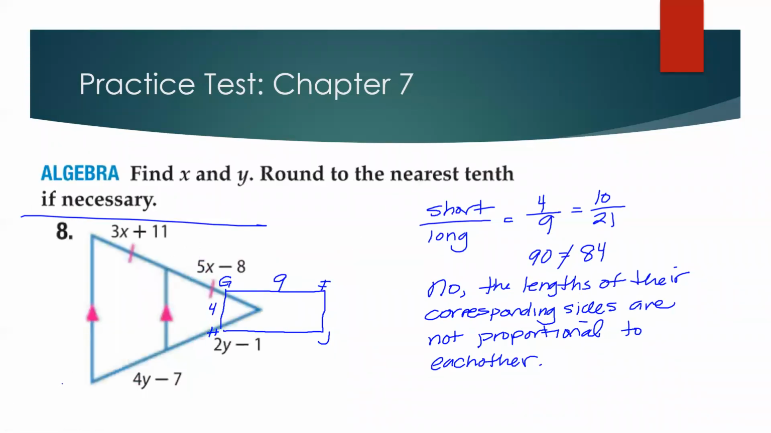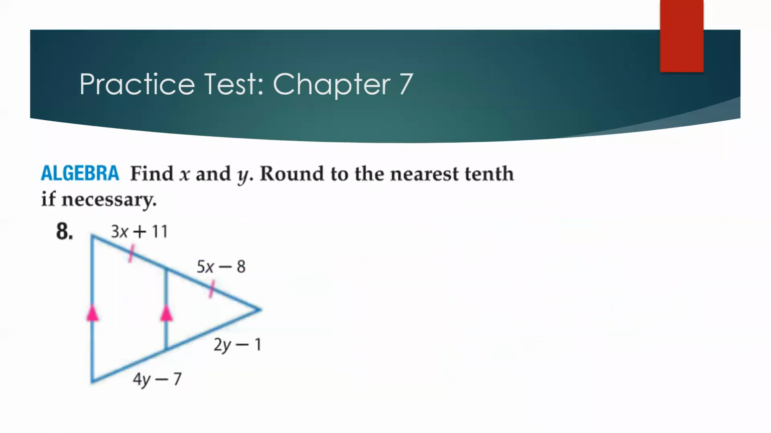Next problem says to find x and y and then round to the nearest tenth if necessary, okay? So here we can see that this side here is equal to this side here because of these marks here. So that means if we're trying to solve for x, 3x plus 11 is equal to 5x minus 8. So then we're going to solve this equation.